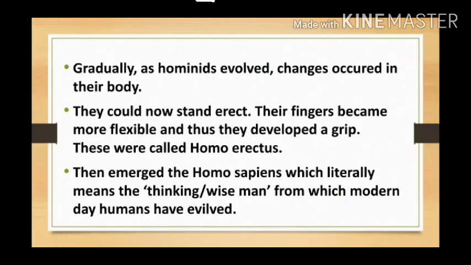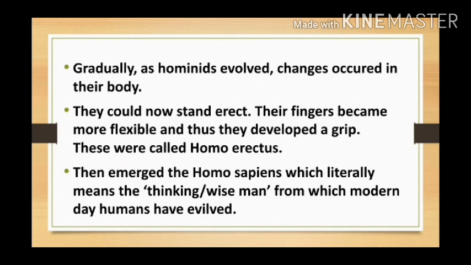They developed, and gradually, as hominids evolved, changes occurred in their body. They could now stand erect, which means they could now stand straight. Their fingers also became more flexible, and thus they developed a grip which helped them to hold things firmly. So we can notice that with time, not only in their physical appearances, but development also occurred in their bone structures. With time, they were changing both physically and mentally. They were becoming more aware of their environment.